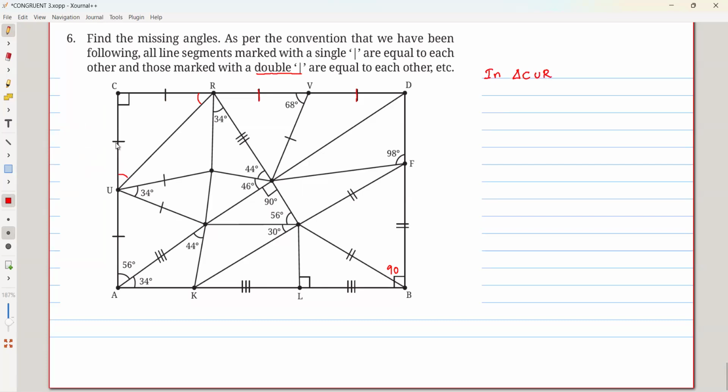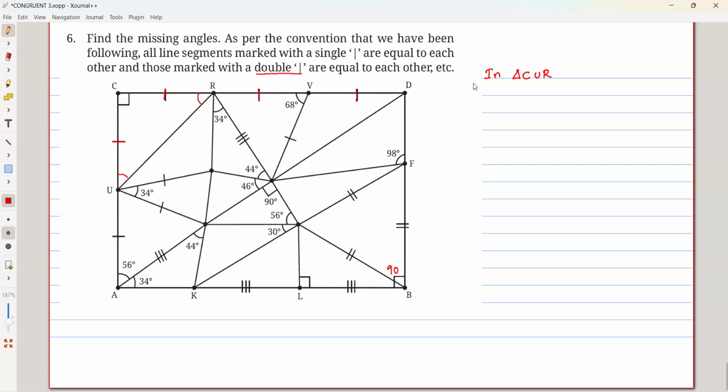So here they have given these two sides are equal. These two sides are equal. So what can you say about this triangle? Two sides are equal means it's an isosceles triangle. If it's an isosceles triangle, the base angles will be equal. Angle U is equal to angle R.